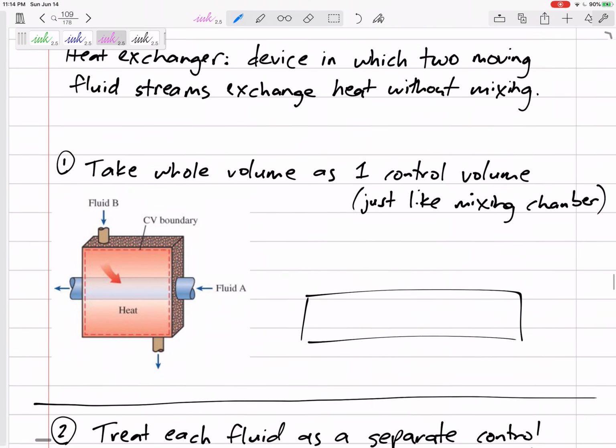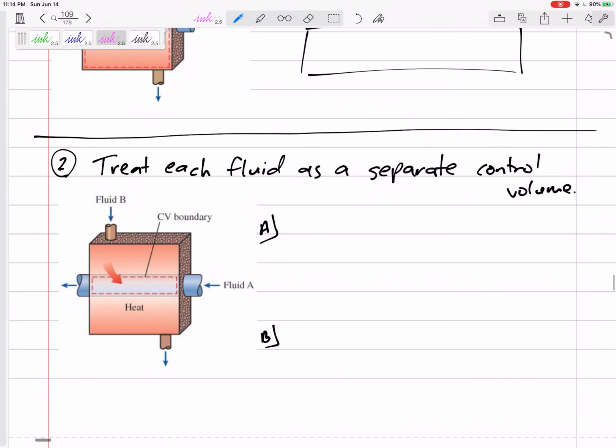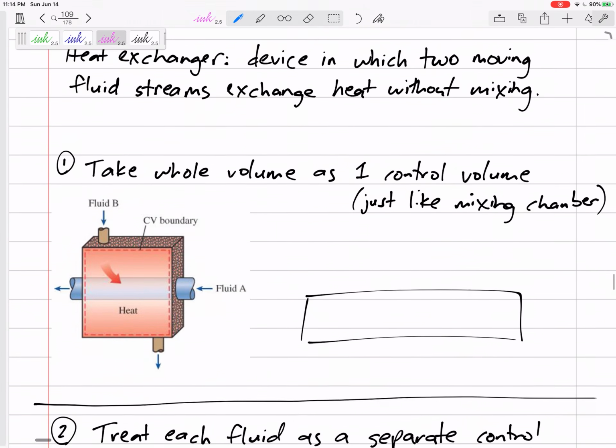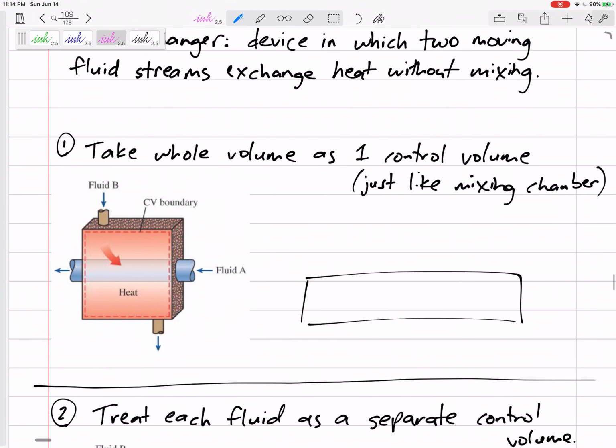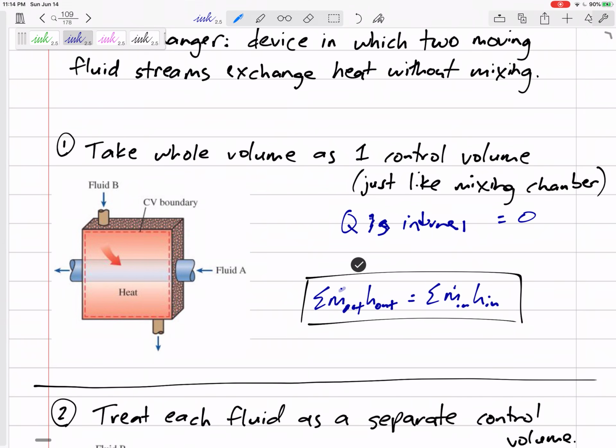Method 1 is to treat the whole volume as one, or method 2 is to treat each fluid separately. If we treat the whole volume as one, it's just like a mixing chamber. The heat transfer is internal, so it is 0, and it's just what we got. M dot out, H out equals summation of m dot in, H in. So that might be an equation to use.